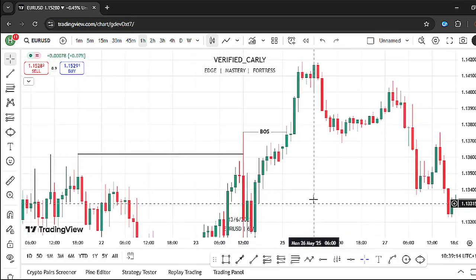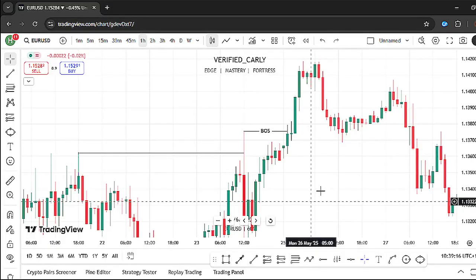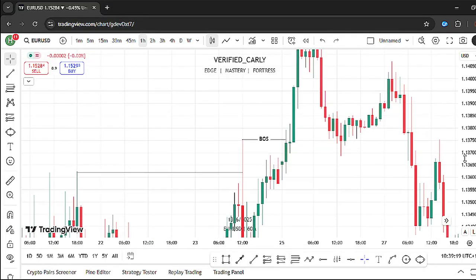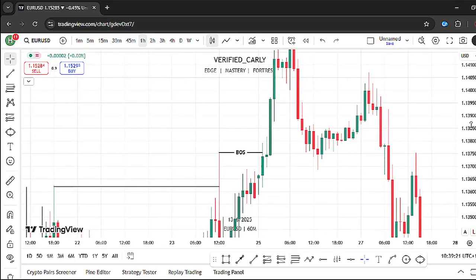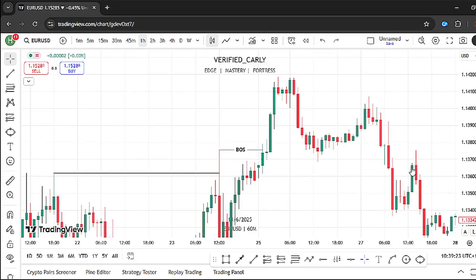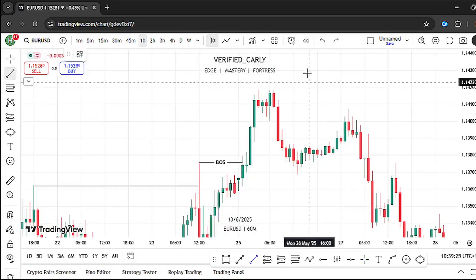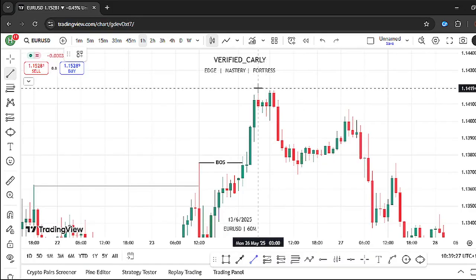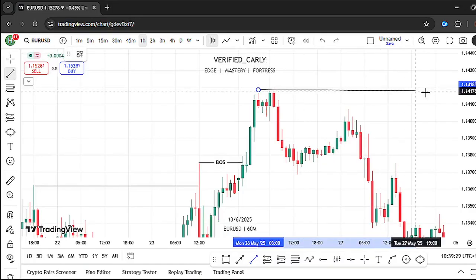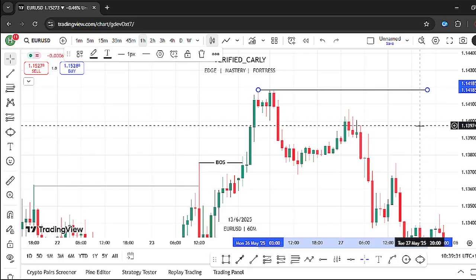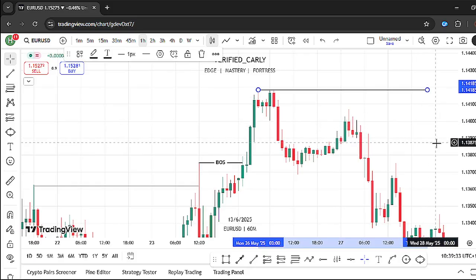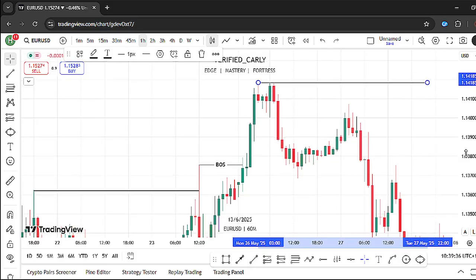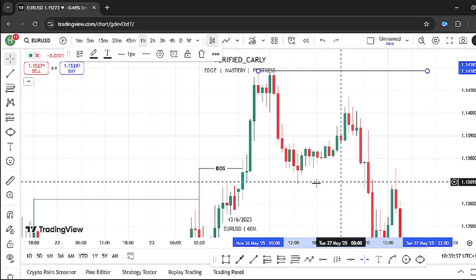So now guys, look closely. What happened here? Which of you can guess this? Did price break the high? This is the next high that price created, right? Did it break the high? For those of you that said no, you are right. Price reversed and broke the low.